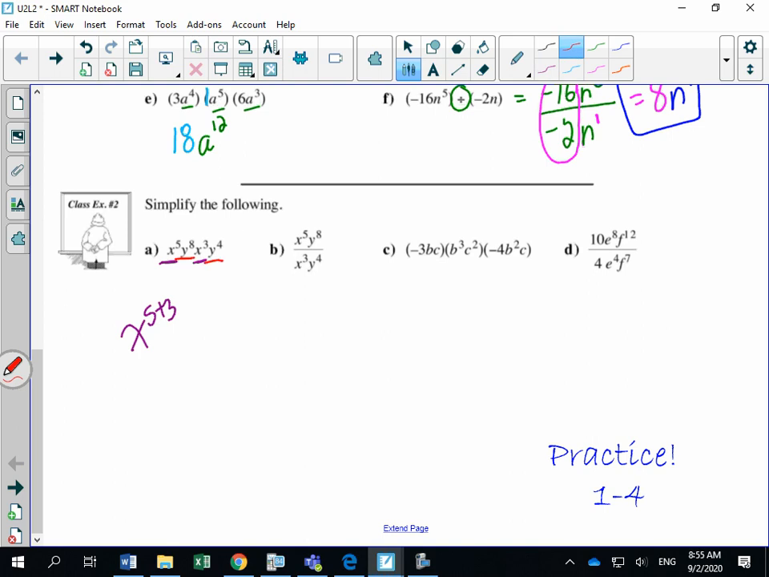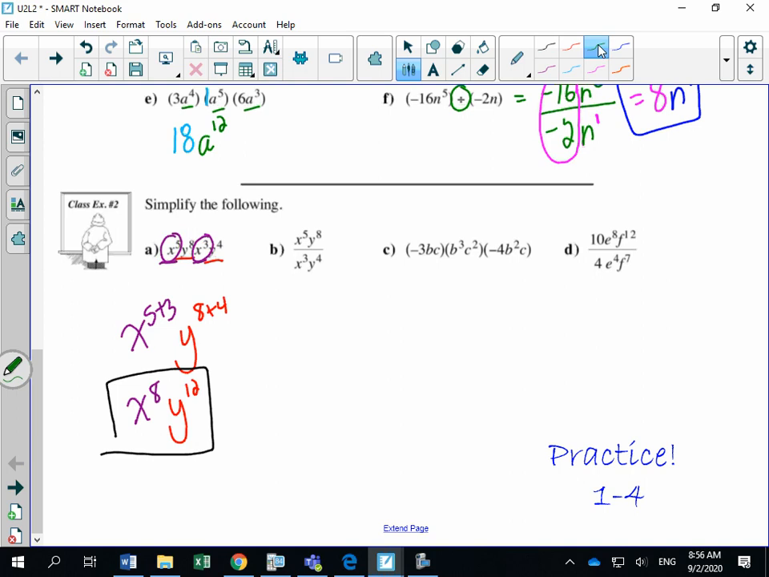y's, those bases are the same, so I would add those exponents for the product law. So 8 plus 4. What I would get as my final answer is there are 8 x's total, right? So 5 here and 3 here. Add those together, you get 8 x's, x to the 8. And for the y's, 8 plus 4 is 12. And box that in, I'd be done.